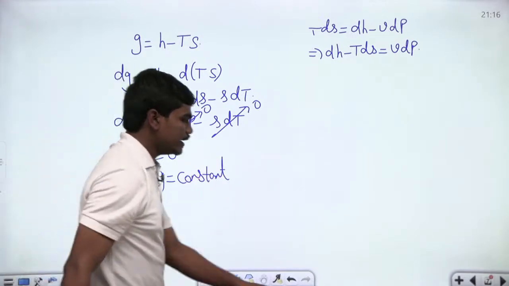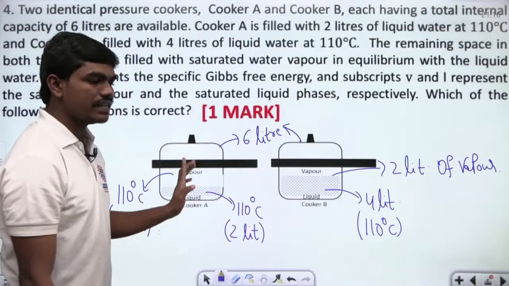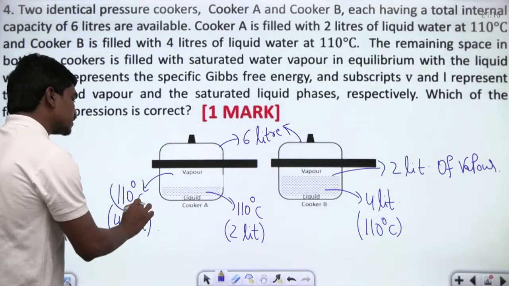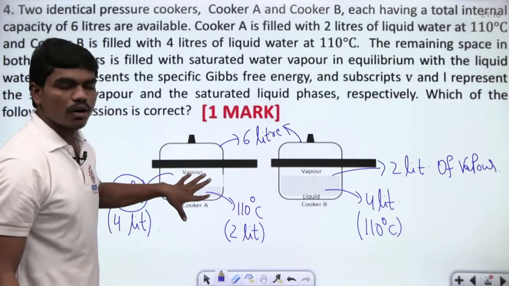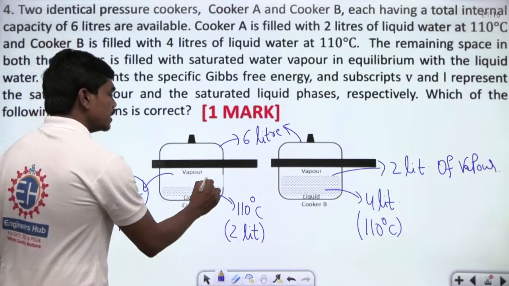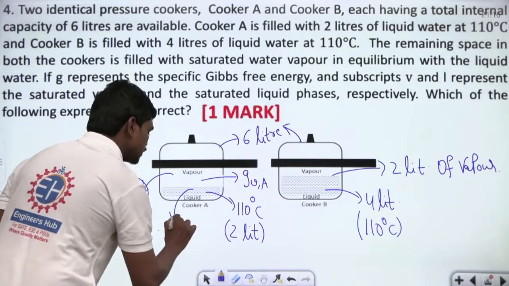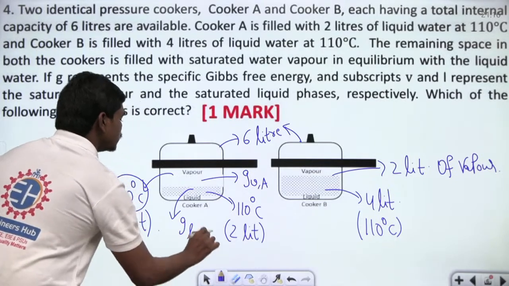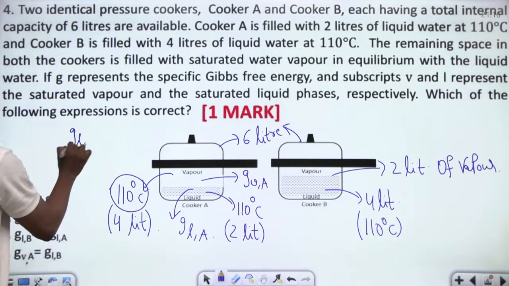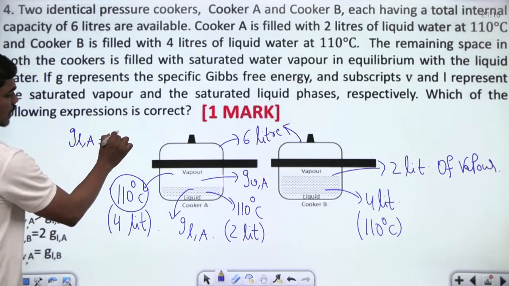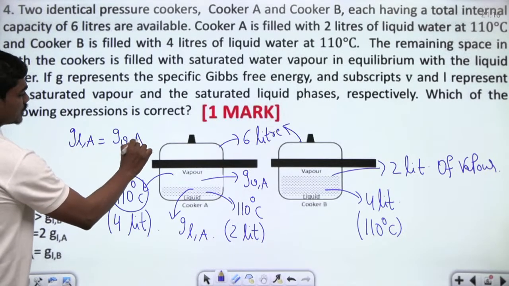So whenever this liquid water and vapor are in equilibrium at 110 degrees Celsius, then definitely there is some equilibrium of this situation, which means the Gibbs free energy of this vapor at A and the Gibbs free energy of this liquid at A, both are the same. So we have one thing, Gibbs free energy of the liquid in state A is the same as Gibbs free energy of vapor at state A.